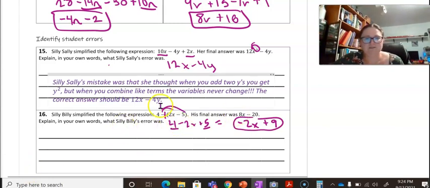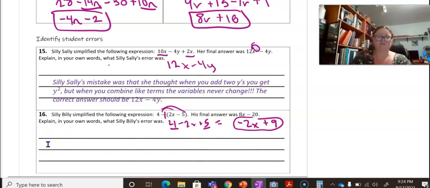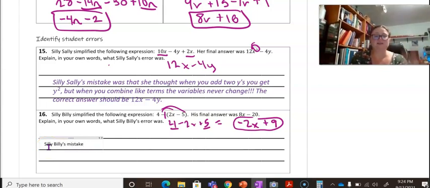How would you get 8 with these numbers? Oh, 4 and 2. 4 times 2 is 8. And 4 times 5 is 20. So Silly Billy's mistake was instead of distributing -1, he distributed 4. So his answer was very off. So Silly Billy's mistake. So again, these should always start with Silly Billy's mistake or Silly Billy's error.